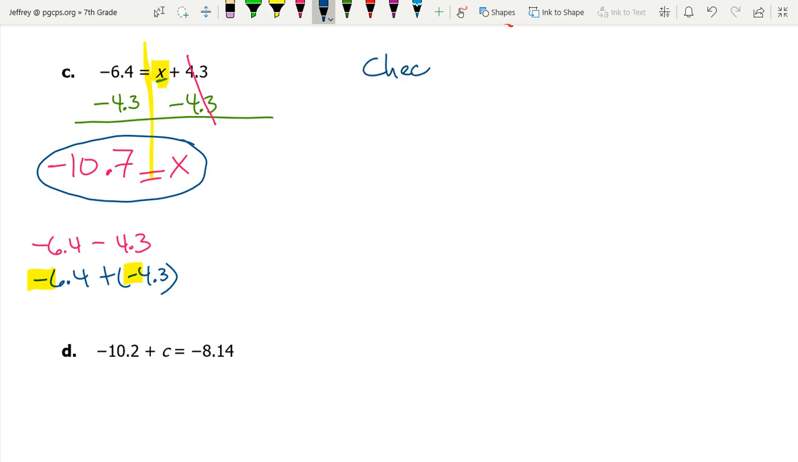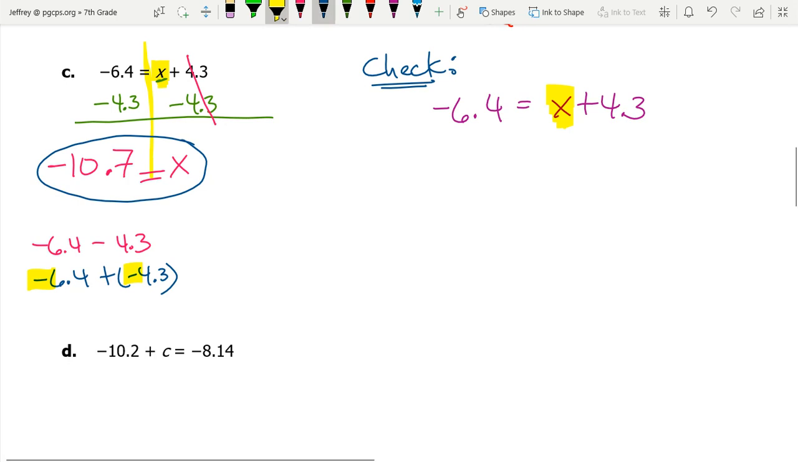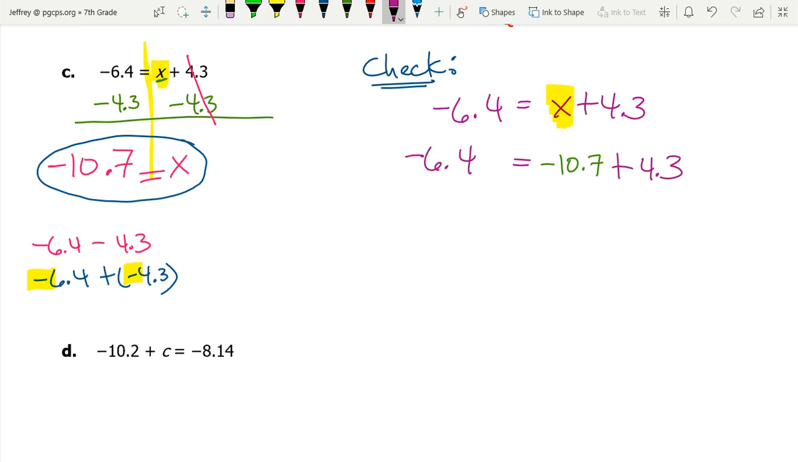So let's check. So guys, remember, please make sure you review your rules of adding integers and subtracting integers. It's very important. So let's copy the original equation. And then let's substitute the value of x that we found, which was negative 10.7. So x is negative 10.7. And for the rest of the terms, you just copy the other side of the expression down. There you go.